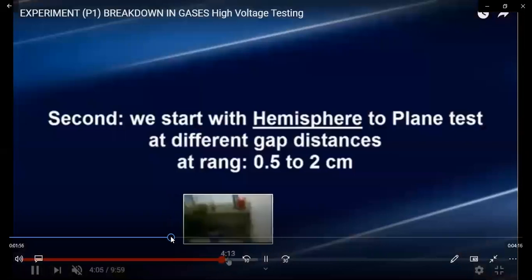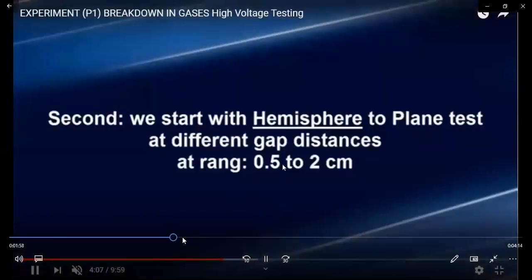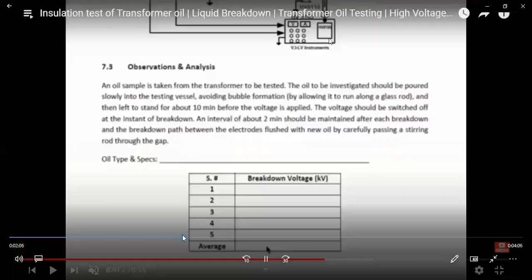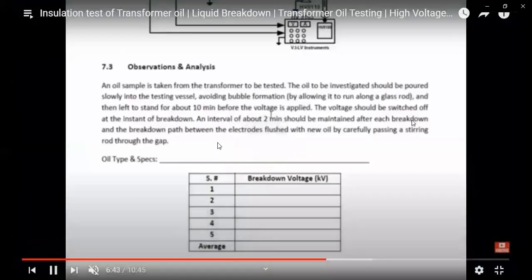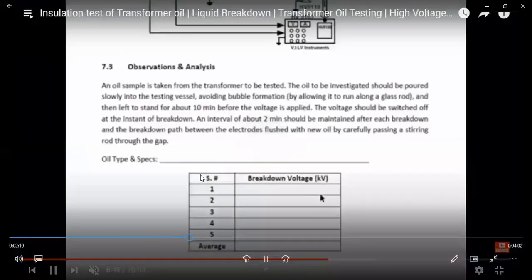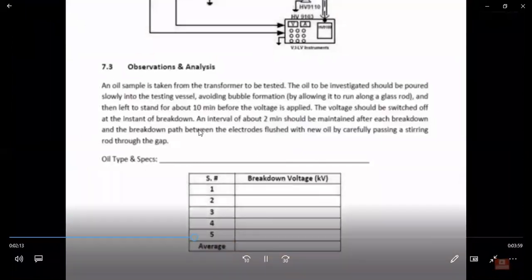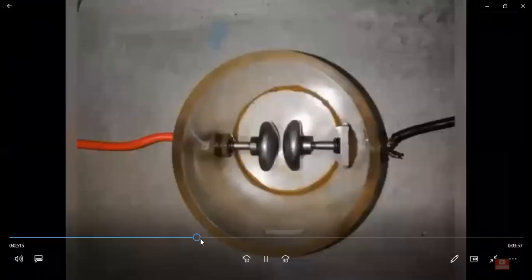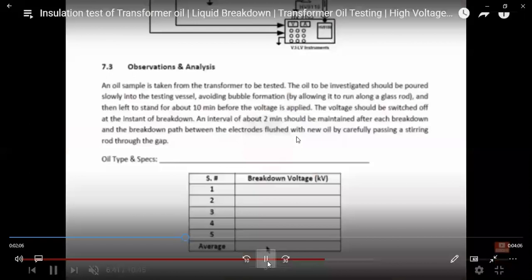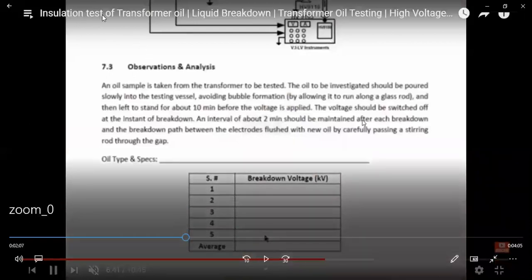Okay. Now switch to the second experiment, that is the insulation testing of transformer oil. Insulation test of the transformer oil means the liquid breakdown test. Okay.